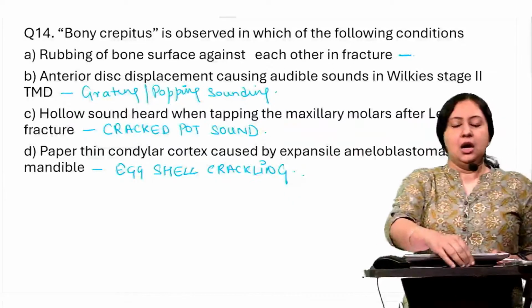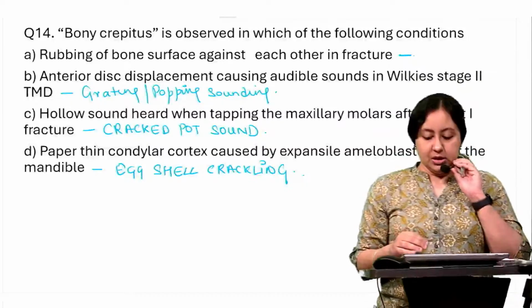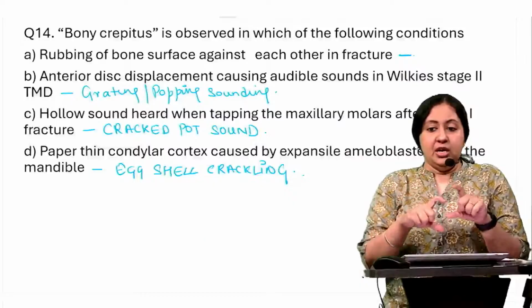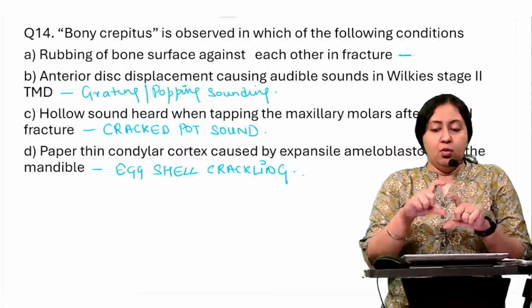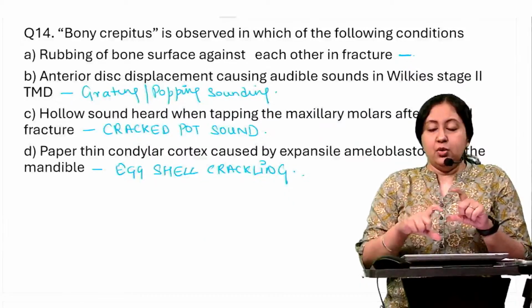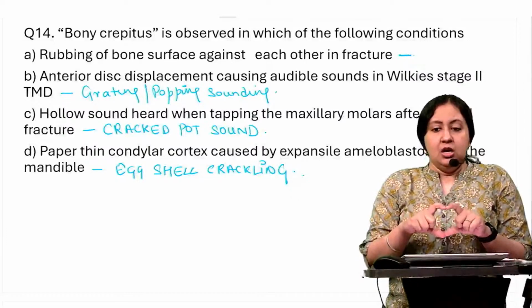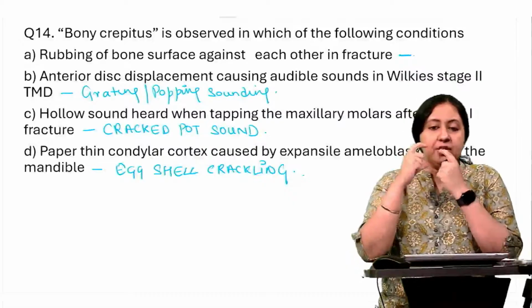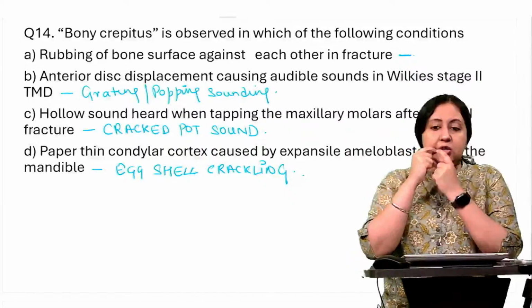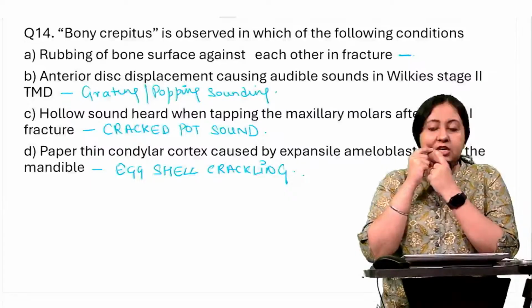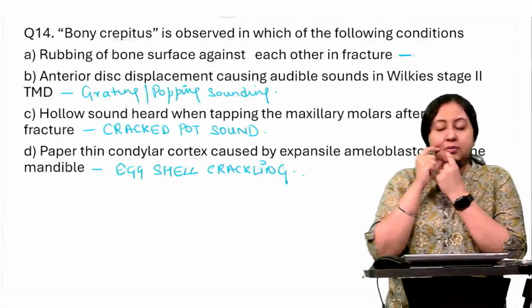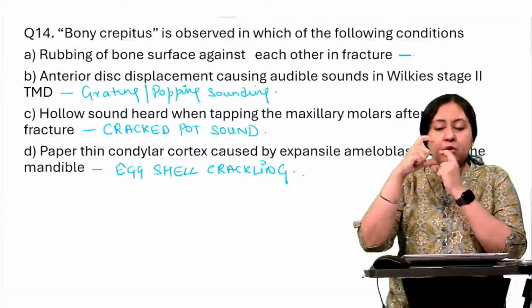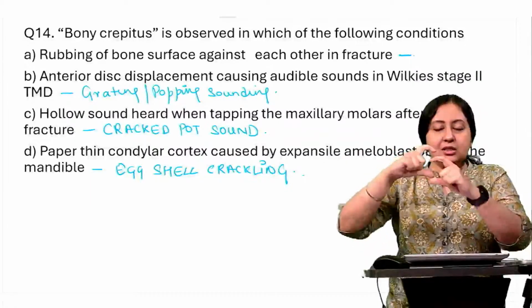Alright, so if you remember, I had told you in the class that you have to do a bimanual mobility test when you're doing the palpation. I had explained the action also in the class. You take your thumb and index finger, place your index finger on the tooth, one in front of the fracture where you're suspecting and one posterior, one anterior, and you place your thumb on the inferior border and move the mandible like this and in this direction.